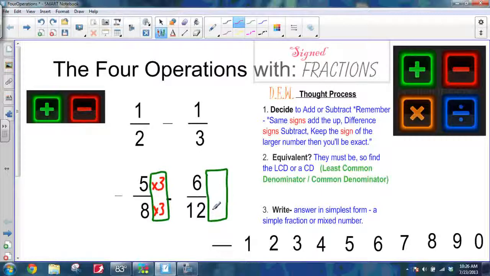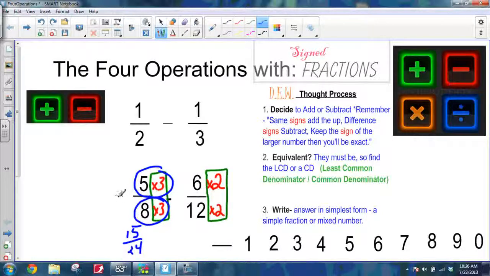So 12 times what makes 24? 12 times 2 makes 24. So what I do to the bottom, I do to the top, that's right. So this fraction converts to 15 over 24. So we have 15 over 24.